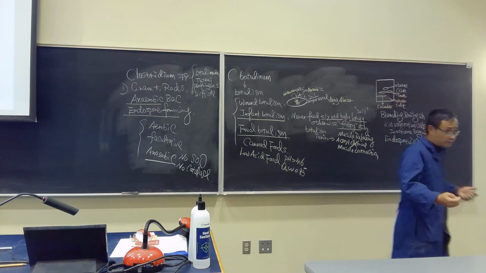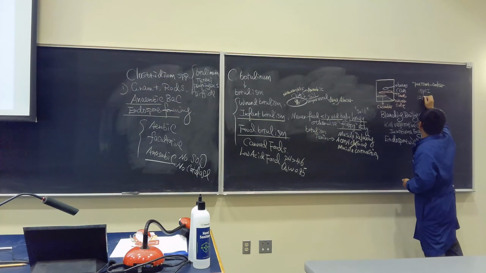So what do people do? Especially for those small processors, later on they came up with a process called a pressure cooker. And the pressure cooker is actually a pretty nice facility for those small family-based processors. It requires 15 psi of pressure, 121 degrees Celsius for temperature, and at least 15 minutes of processing. This will be very effective for killing the endospore.